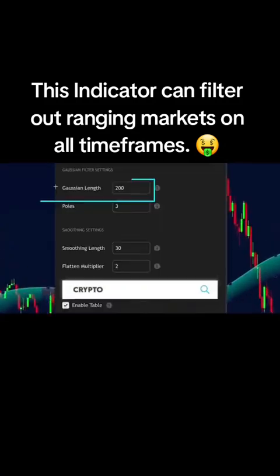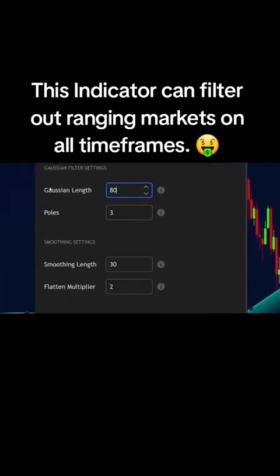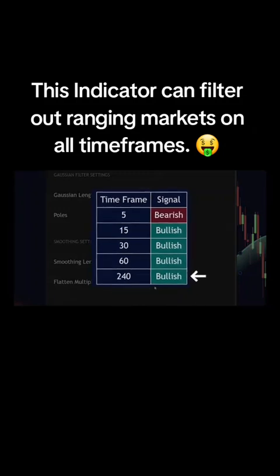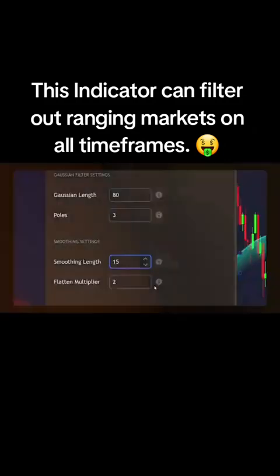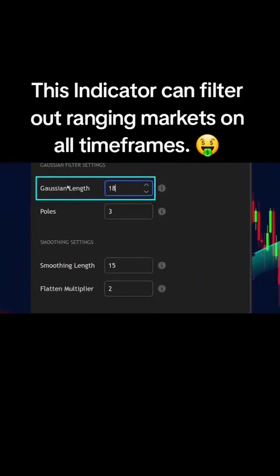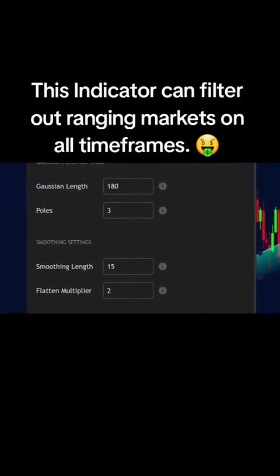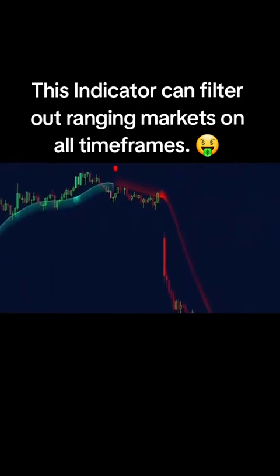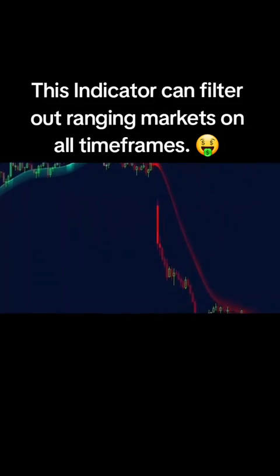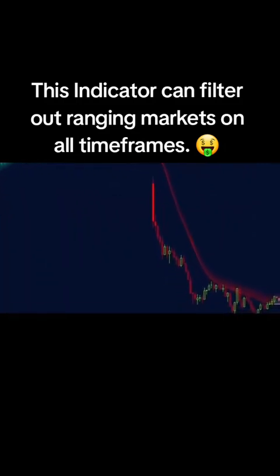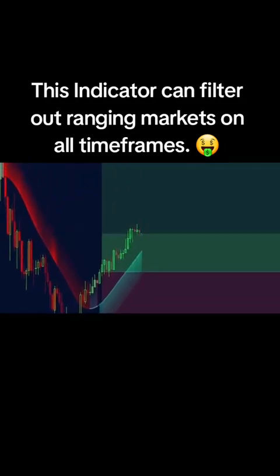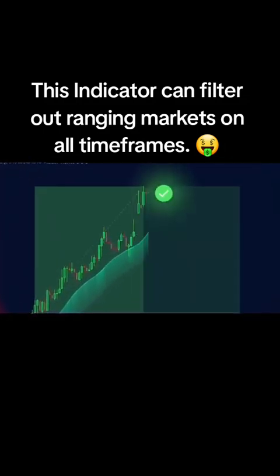For crypto, reduce the Gaussian length to 80 to catch those explosive moves early. Use a lower smoothing value of 15 to reduce lag. Also give more weight to higher time frames to avoid getting chopped up in volatility. For stocks, set Gaussian length to 180 for systematic trend following focus, primarily on daily time frame signals. Combine with volume analysis for gap plays and earnings reactions. These market-specific settings give you a complete system for any trading environment.